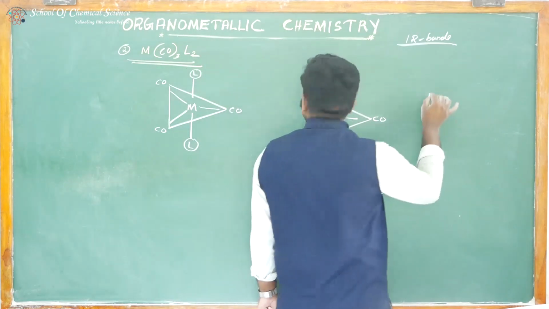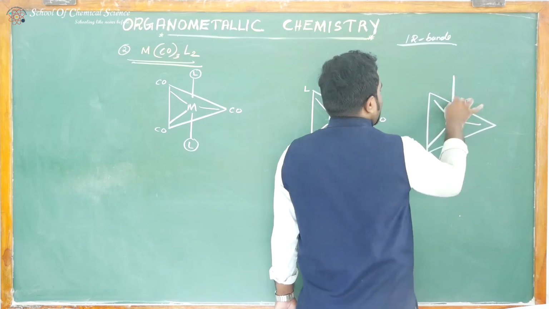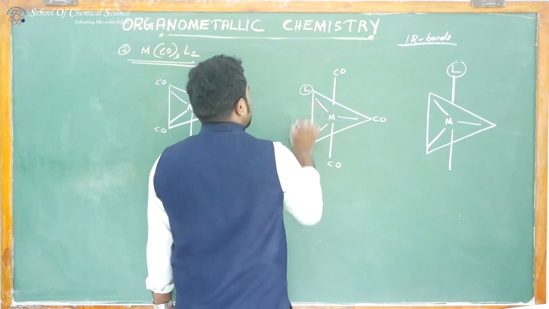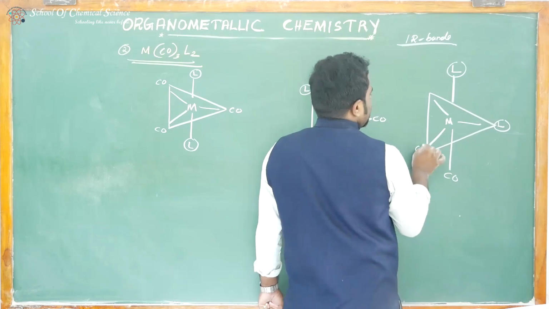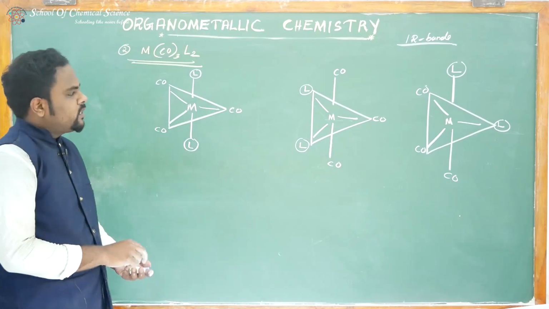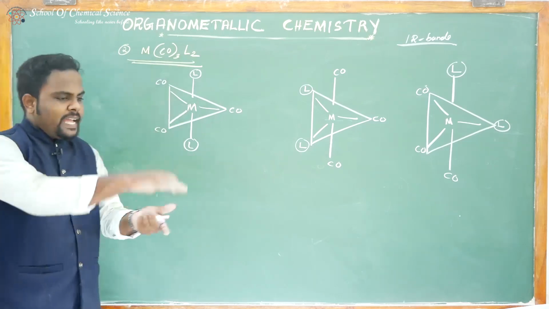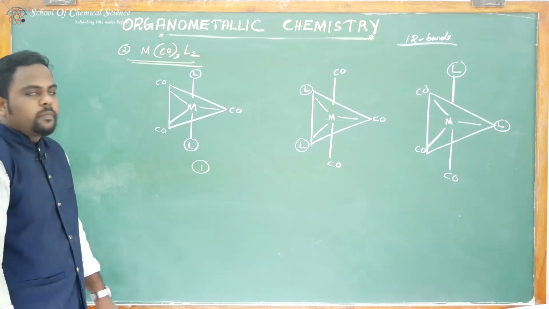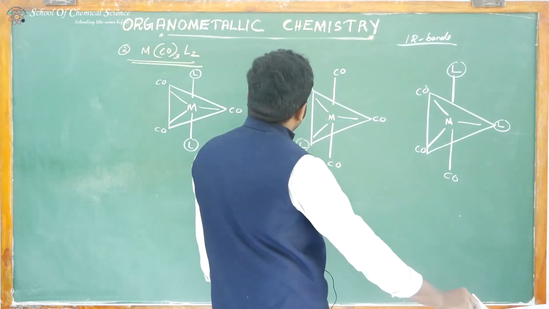Third possibility: one L in axial position and the other L in equatorial position. Then here CO, CO, CO. So find the number of IR bands. For the first, the plane is symmetrical. If plane is symmetrical, only 1 IR band. What about this one?